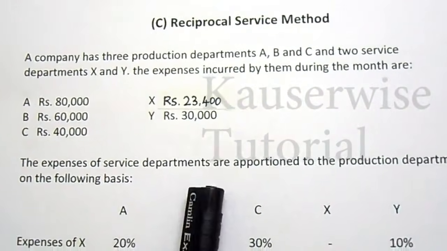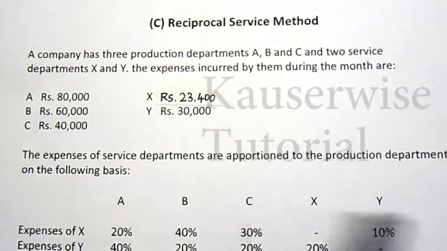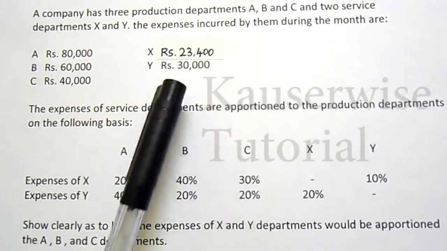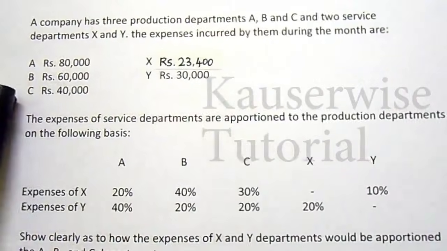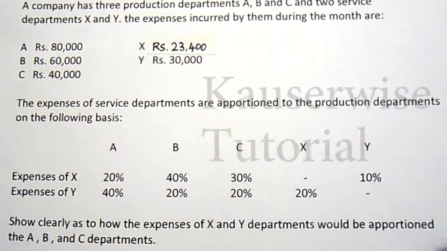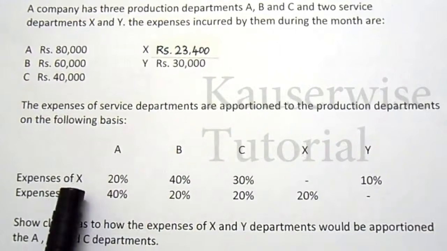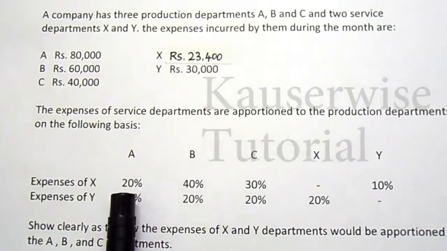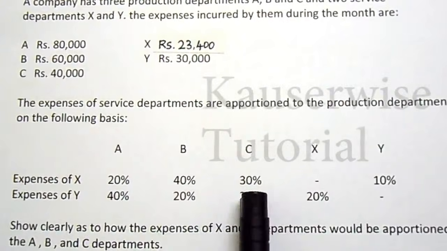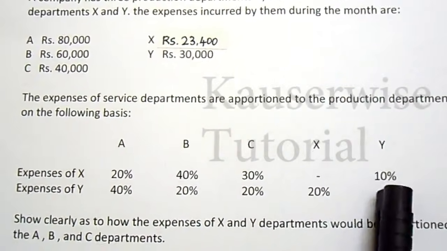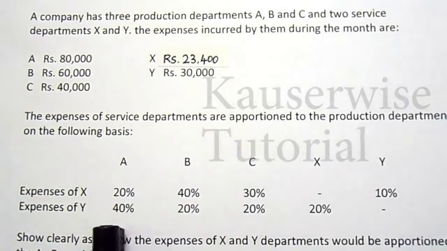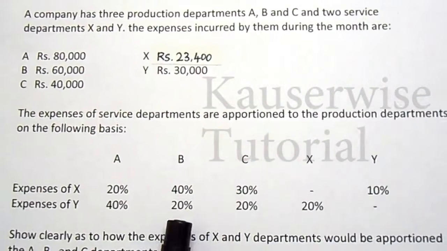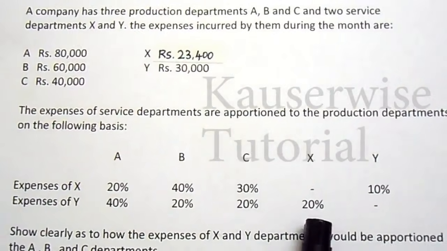The expenses of service departments are apportioned to the production departments on the following basis. So this is a redistribution. So now we are going to redistribute the service department cost to production department based on the proportion which is given in the problem. Expenses of X is transferred to all other departments including service departments. For A 20%, for B 40%, for C 30%, for Y 10%. Expenses of Y is transferred to all production departments and service department. For A 40%, for B 20%, for C 20%, for X 20%.